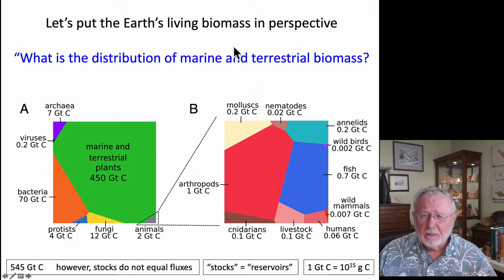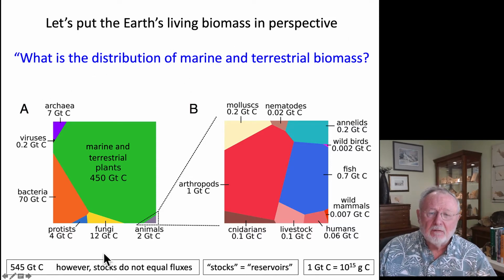What is the distribution of biomass in marine and terrestrial systems? This box here represents the sum total of all mass on land and in the ocean. And what you see is that marine and terrestrial plants occupy about 450 gigatons of carbon. Archaea, 7, bacteria, 70. Protists, 4, fungi, 12, and animal systems, of which we are so fond, only 2.